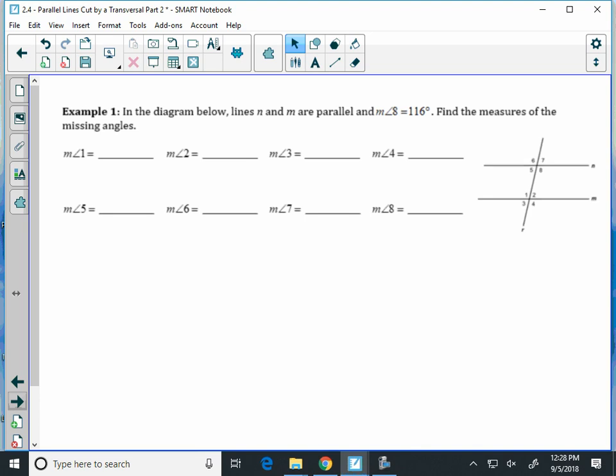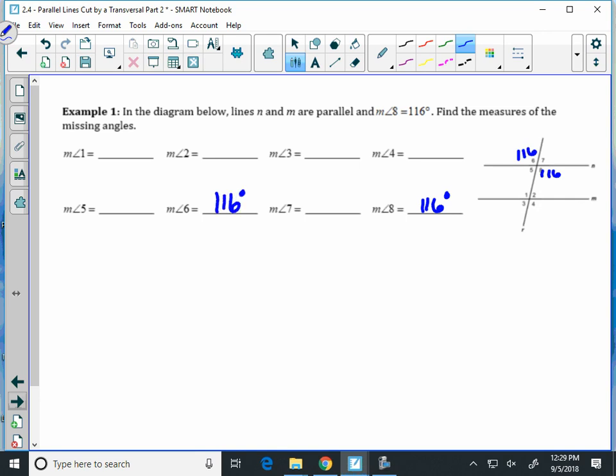Well, now we can apply this. So in the diagram below, lines N and M are parallel. And angle 8 is equal to 116. So I'm going to label it in my diagram. I'm going to mark it right there. We want to find the measures of the missing angles. When I have a problem like this, I like to figure out, well, which angles are congruent to my given one. So look at that diagram. Which angle is also congruent to angle 8? 6. How is 6 congruent to 8? They're vertical. Very good. So if 8 is 116, I know 6 is going to be 116.